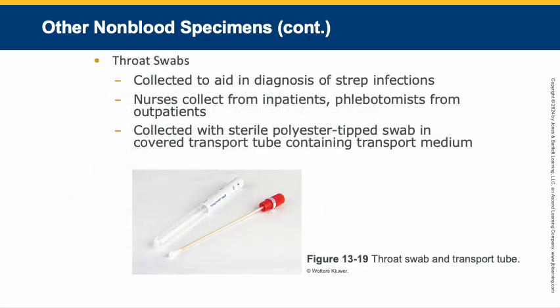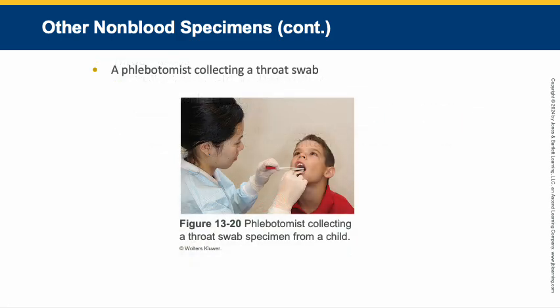Throat swabs. These are collected to aid in the diagnosis of strep infections. Nurses will collect from inpatients and phlebotomists will collect from outpatients. It's a sterile polyester swab with a transport tube, so you swab the back of their throat. This next slide is a picture. Hold their tongue down with a tongue depressor, swab the back of their throat, put it back in the collection container, and send it to the lab.